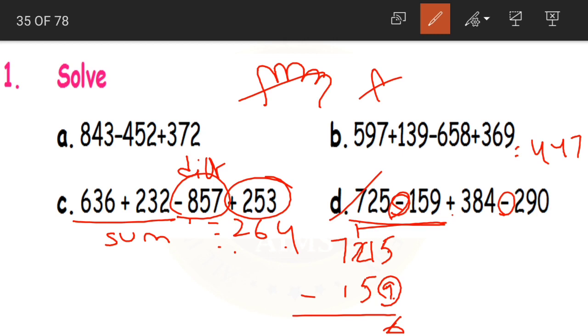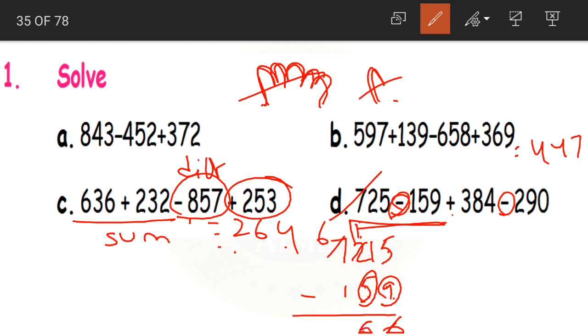1 minus 5. Not possible. So again we'll borrow. 7 becomes 6 and 1 becomes 11. Now 11 minus 5. Keep 5 in mind. After 5 we have 6, 7, 8, 9, 10, 11. Again, how many fingers? 6. So 11 minus 5 is equal to 6.